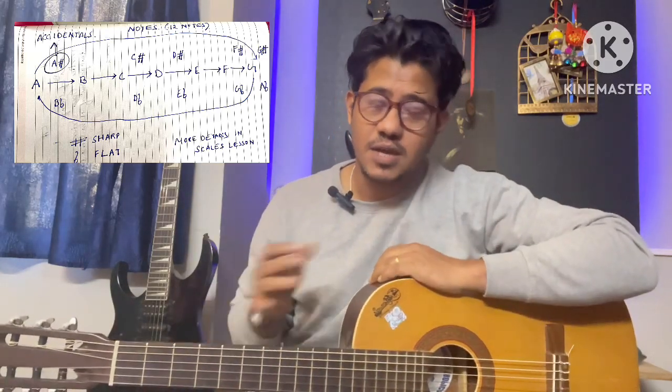So this is how the entire first string goes. When I place the first finger on the first fret, this note becomes F. This becomes F sharp or G flat. This becomes G. So if I ask you sometime to play A on the sixth string, you should be able to know that this is the A note.